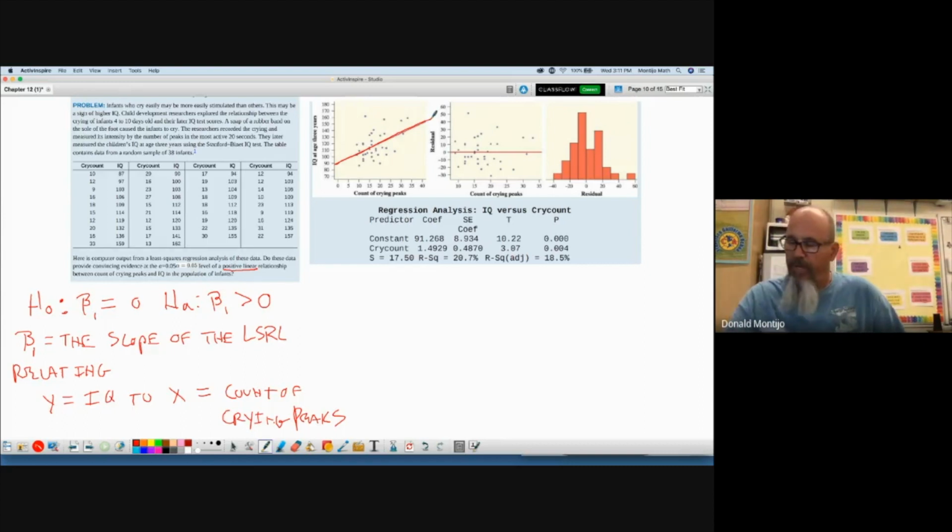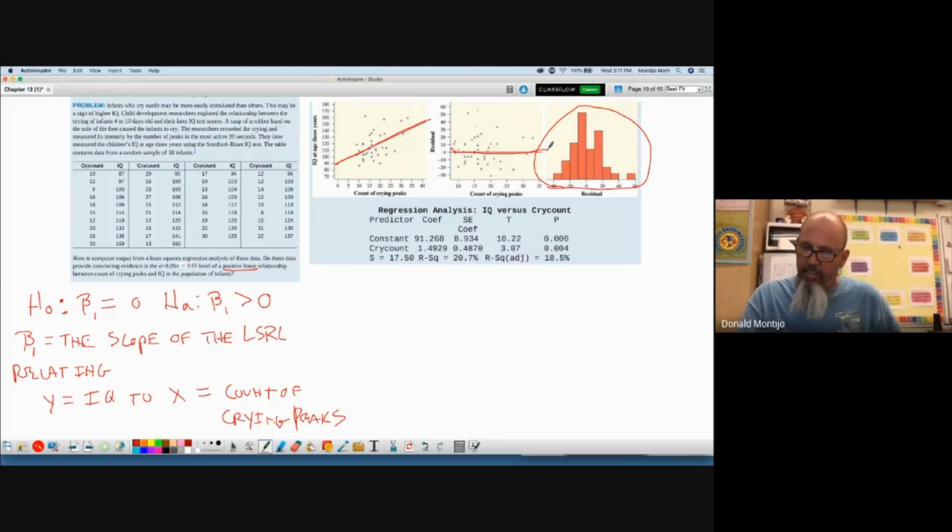Normality, well, the histogram here doesn't show any strong skewness or any outliers, so we're probably okay. Equal standard deviation, the residual plot shows a fairly equal amount of scatter about the horizontal line, y equals 0. So equal standard deviation is somewhat okay. And then finally, random. Yeah, it says in the question that they randomly selected 38 infants or babies for this. So cool, we're good on conditions, we're allowed to do it. Okay. Now let's do the work.